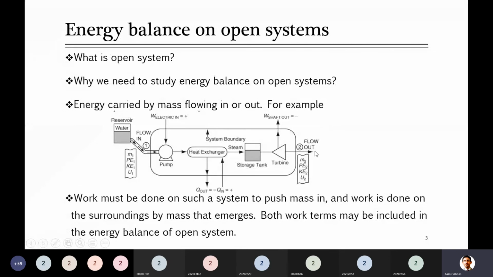When it is pushing something out of the system, it means it is working on the surroundings. So this work, which is done here, is in open systems. In the closed system there was only the work term, but in these open systems we have to consider two types of work for applying a balance on open systems. So let's look at them.